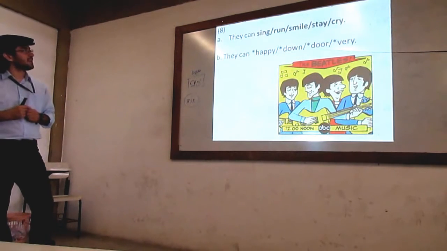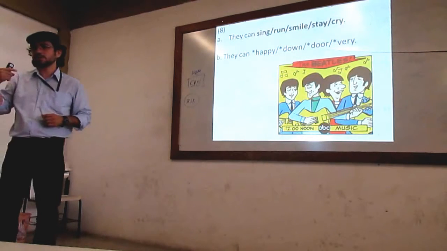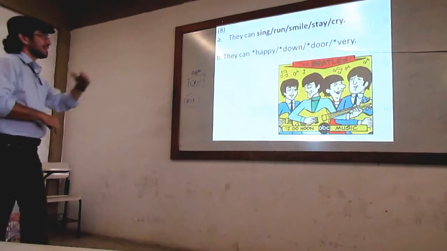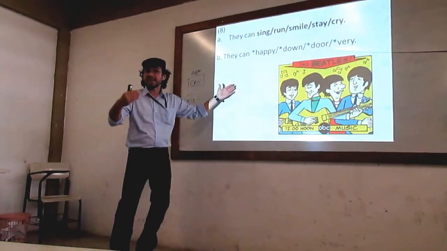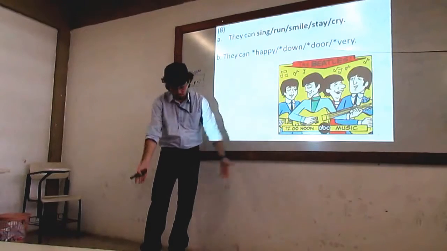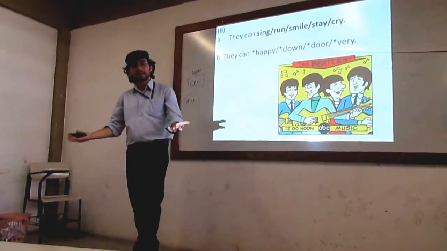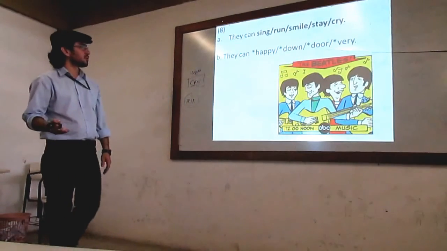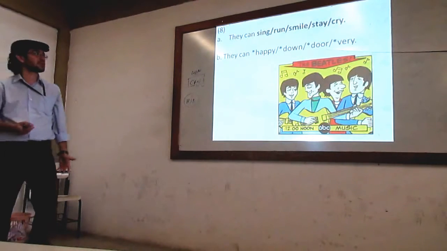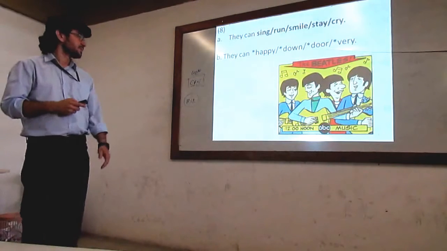8. They can sing or they can run, they can smile, they can stay, they can cry, using the rules you described. Yeah? But they can't happy. Yeah, they can be happy, but they can happy, it's not good. They can down. No. They can be down, for example. They can door. Eles podem porta. Eles podem fazer porta, mas eles não podem porta. Né? And so on.